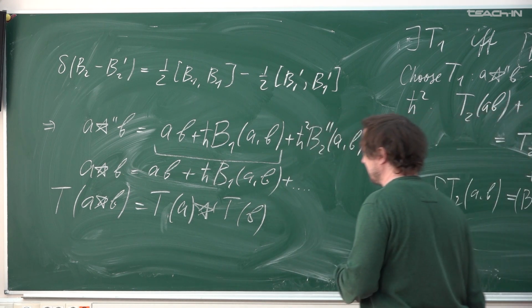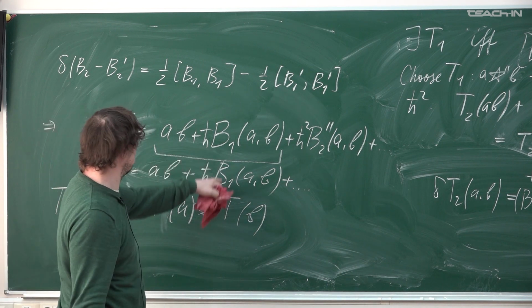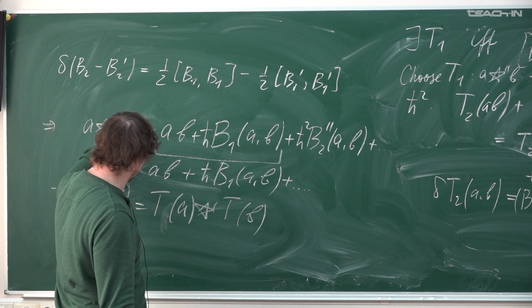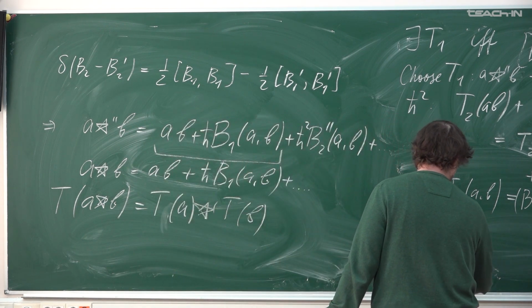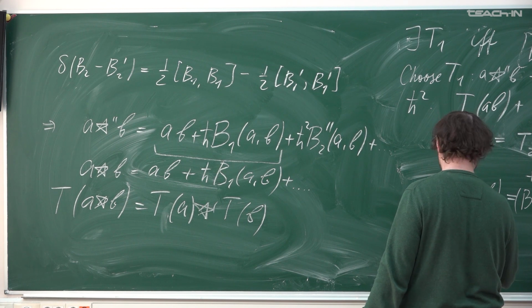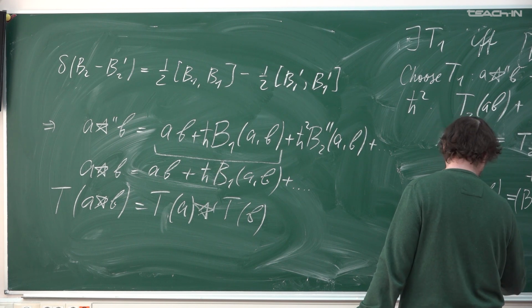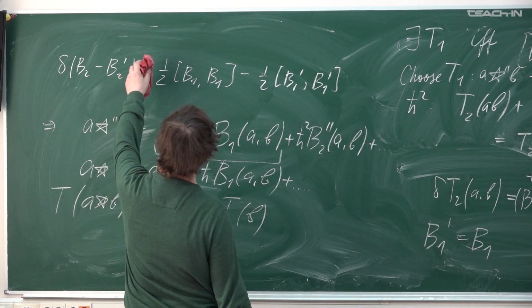So it means that we can assume, by passing from star prime to star double prime, that B1 and B1 prime are the same. Okay, sorry.